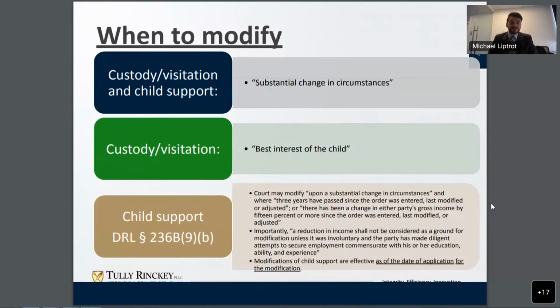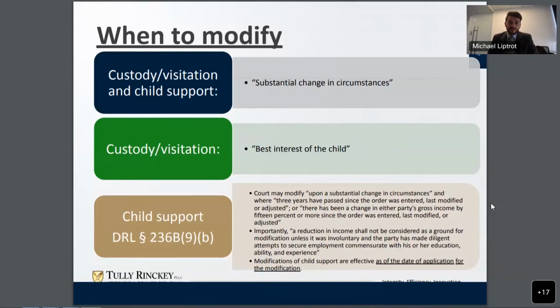If 3 years have passed since the order was entered, you can come to court and require the other parent to exchange financial information, produce it to the court, and disclose it to you. And it could come to pass that despite 3 years having elapsed, your incomes are substantially similar, and there's really no need, or it would not be appropriate to modify the child support in any way. But at least these will automatically get you into court for that review.